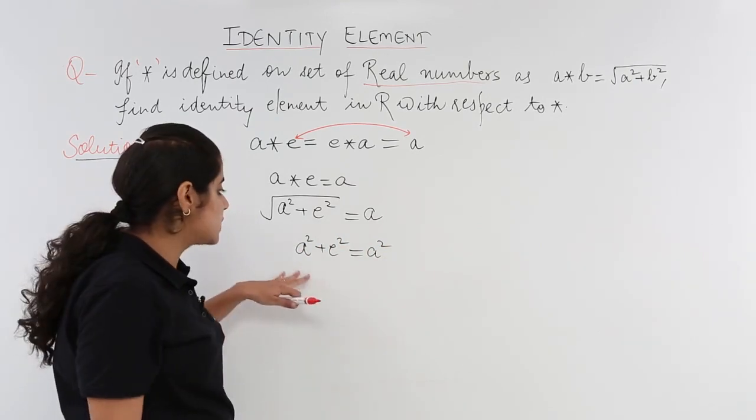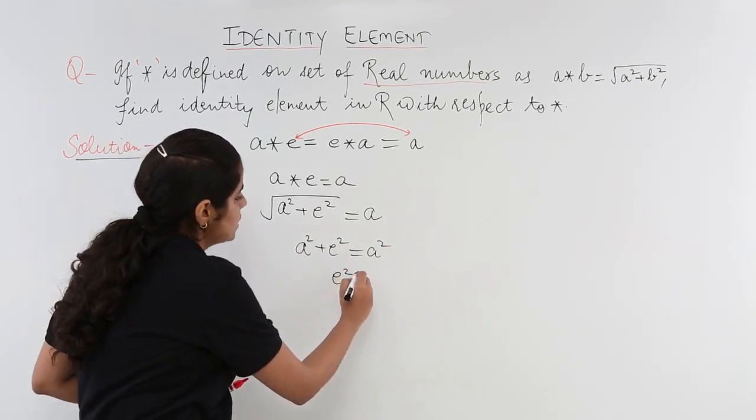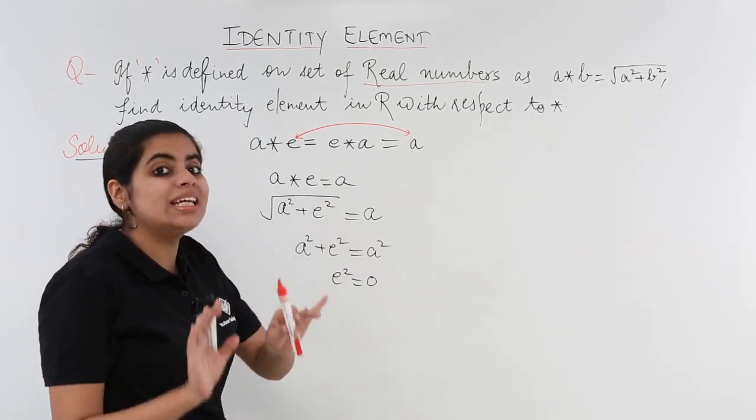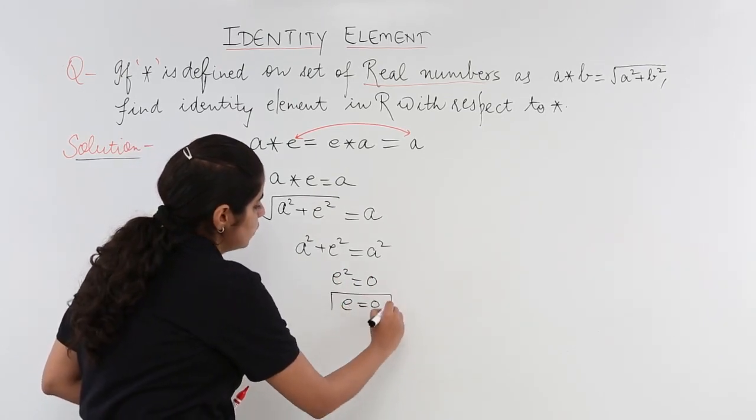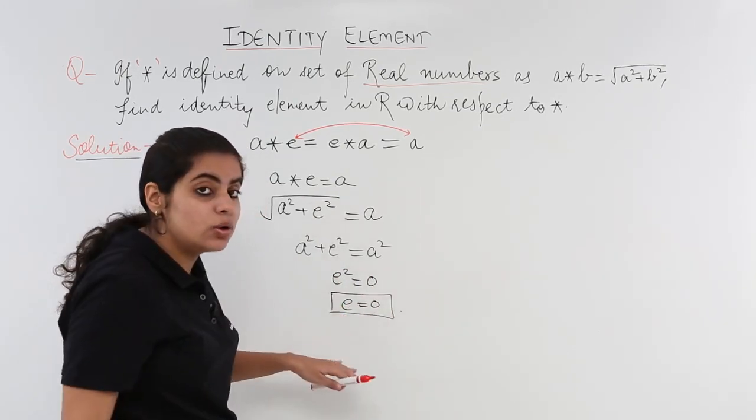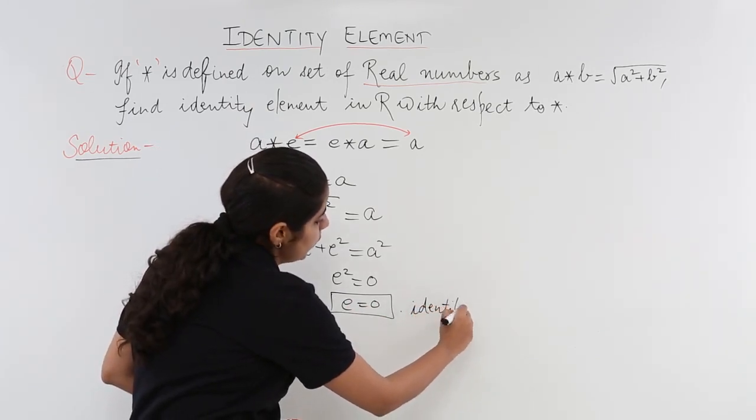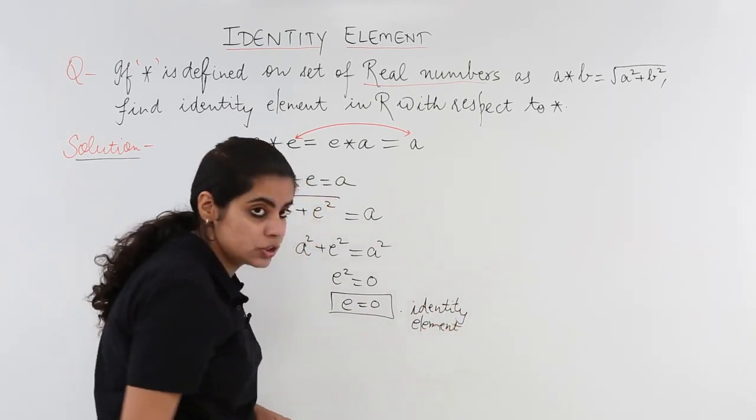Now, what happens is a square and a square nullify each other, so I am left with e square is equal to 0, but I was supposed to find only e, that is the identity element, so e is equal to 0. And 0 is the identity element which I was supposed to find.